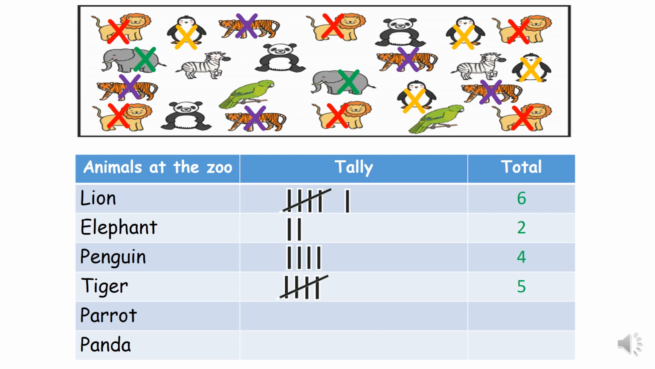Let's count the parrots. 1, 2. Again, we only have 2. So this means we draw 2 lines in our tally. 1, 2.